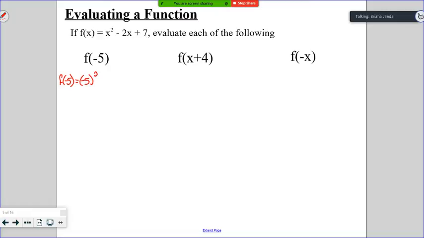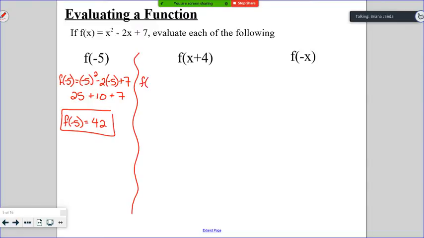A lot of it has to do with recognizing the positive and negative things going on here. -5 squared is 25. Negative times a negative is a positive 10. Adding all of those together, we get, let's see, 3542 for that first answer.